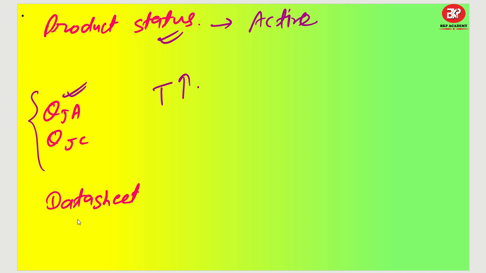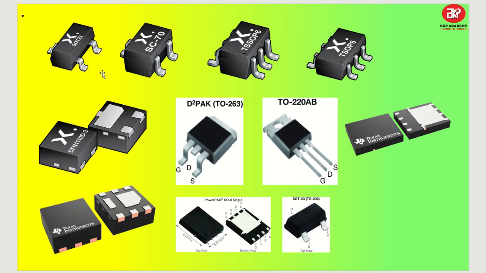You can get a detailed understanding of MOSFETs from the datasheet, because the datasheet captures almost all the data required for your selection. As you have seen, I have shown you a lot of MOSFET pictures, like SOT23 package, SC package, TSOP package, WSON package, and then TO220, TO247 and TO263 packages, and so many others. So in the next few minutes, we'll spend some time on a datasheet and understand what parameters we need to look into.